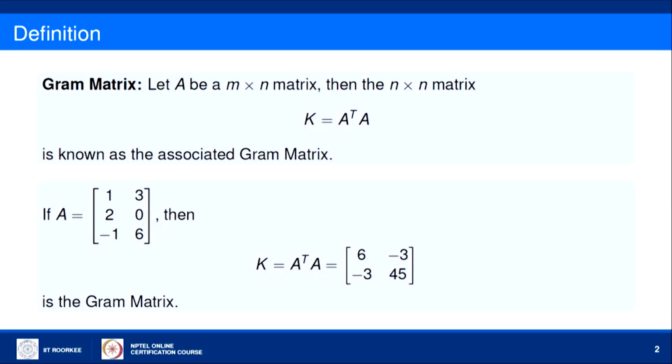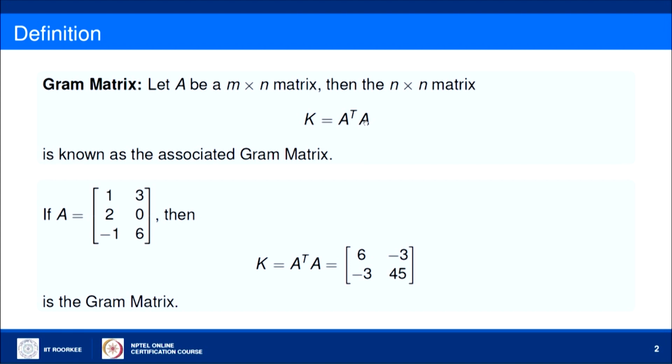A gram matrix can be defined in this way. Let A be an m by n matrix. A can be a rectangular matrix also. Then the n by n matrix A transpose A equals K is known as the associated gram matrix. Since it is a product of the transpose of a matrix with that matrix itself, a gram matrix will always be a symmetric matrix.